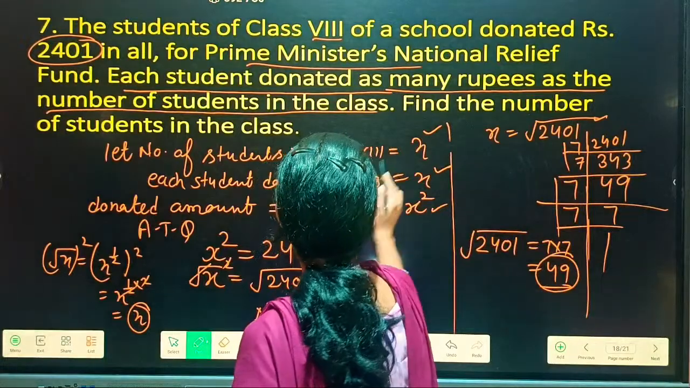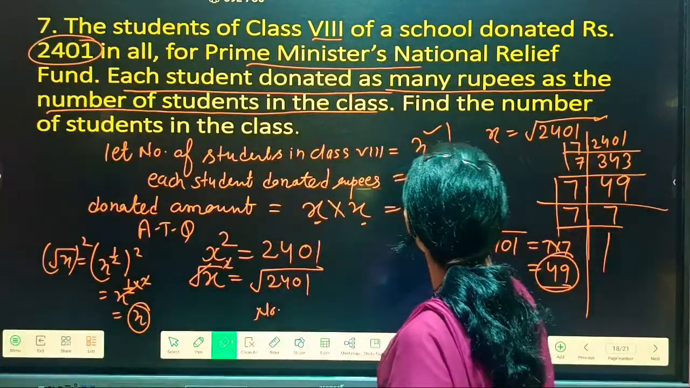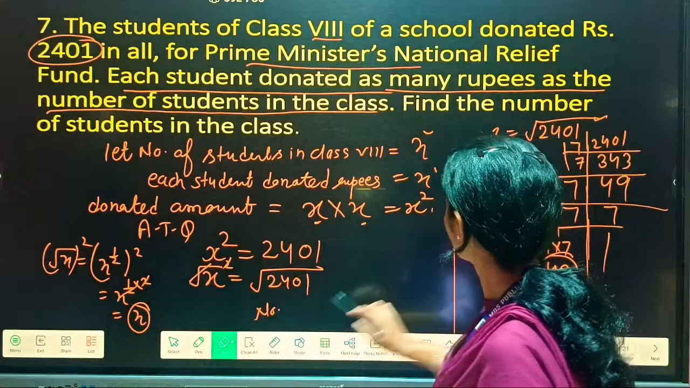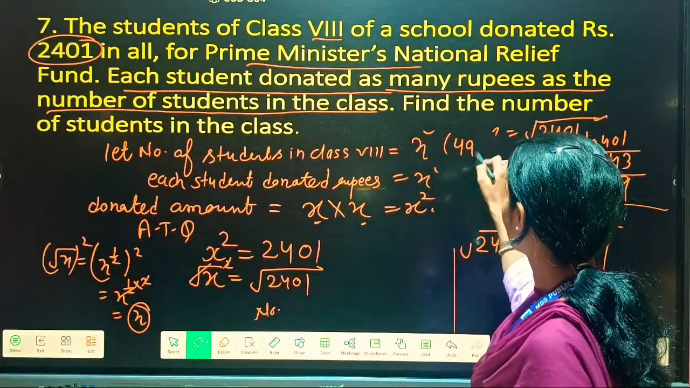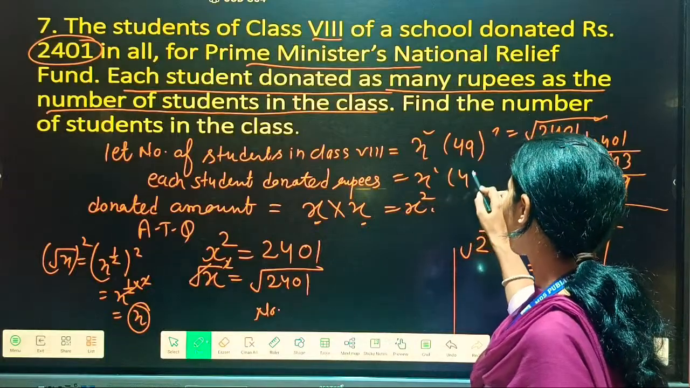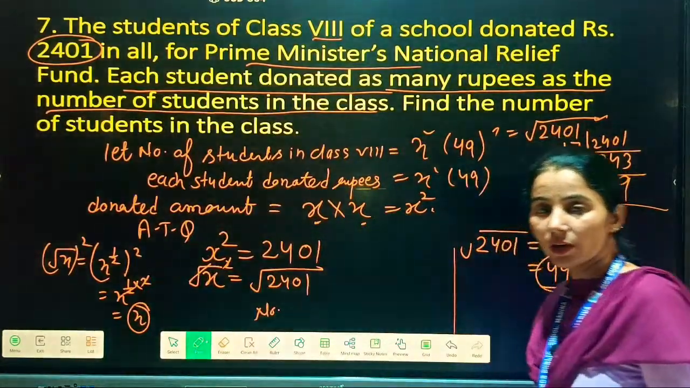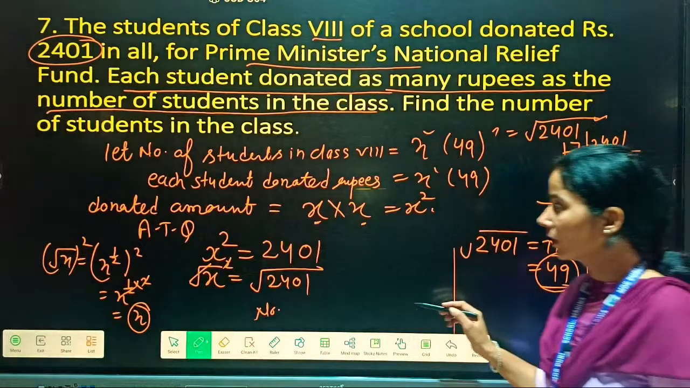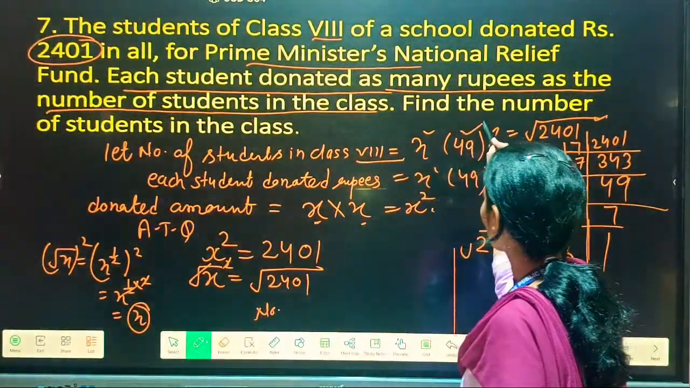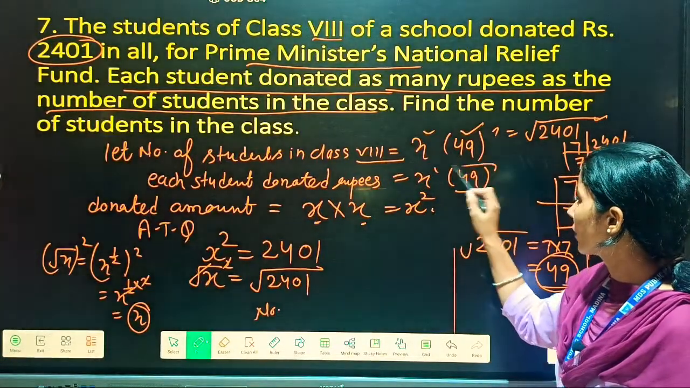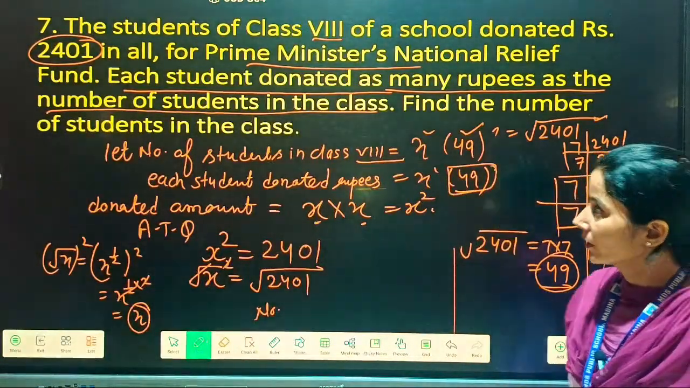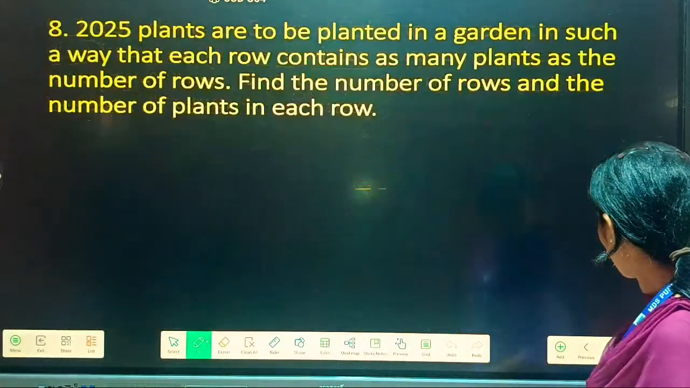Number of students, we got 49, and each student donated 49 rupees. So in 8th class we got number of students are 49 and each student is donating 49 rupees. Let us see the next question.